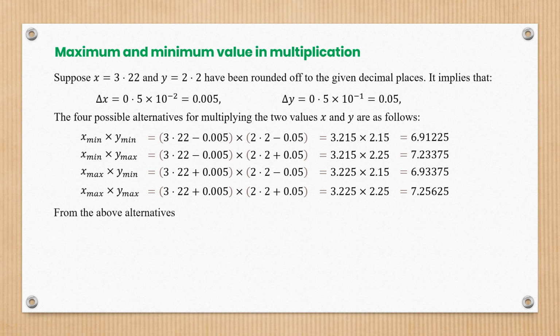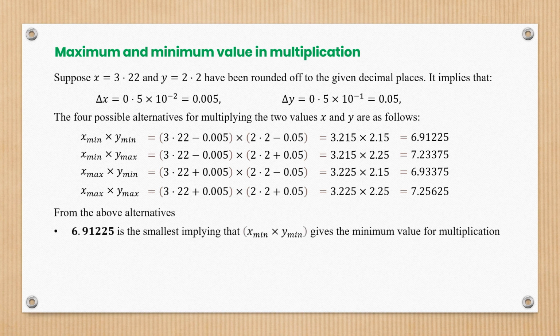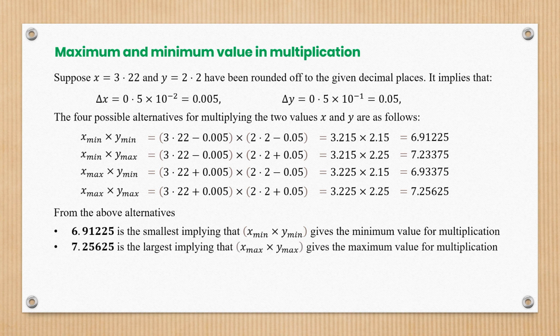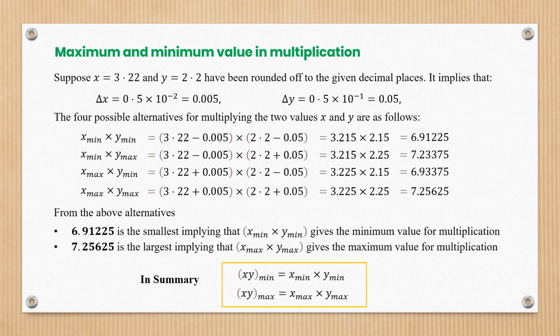Alright, so from the above alternatives, 6.91225 is the smallest, implying that x min times y min gives the minimum value for multiplication, and then 7.25625 is the largest, implying that x max times y max gives the maximum value for multiplication. Now in summary, the minimum value for the multiplication of x and y comes from x min times y min, and the maximum value in the product of x and y comes from x max times y max. We're going to put them in a yellow box for our remembrance.